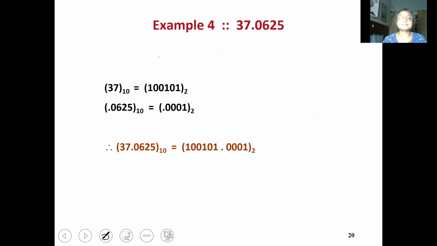If we have a mixed number like 37.0625, we take this 37 and convert it as the integer part. Then separately we take the fractional part and convert it into binary by repeated multiplication. The integer part we do by repeated division, and then combine them to get the representation of this mixed number.